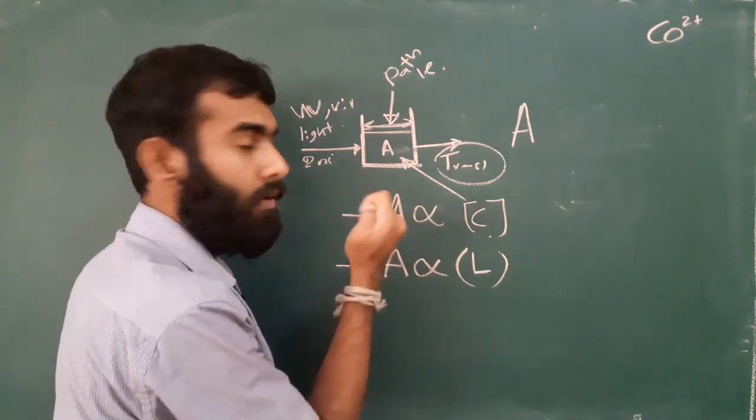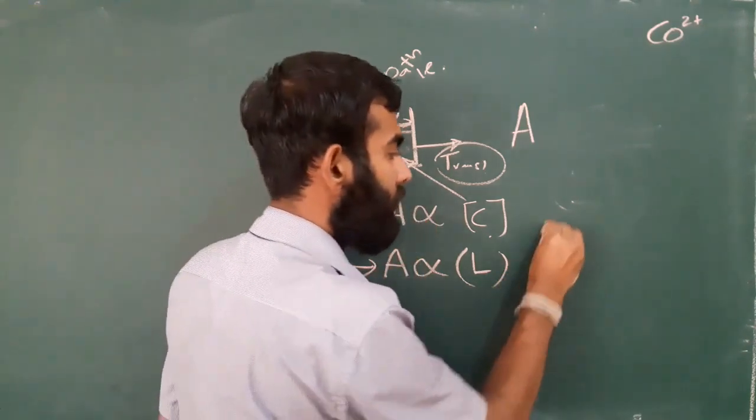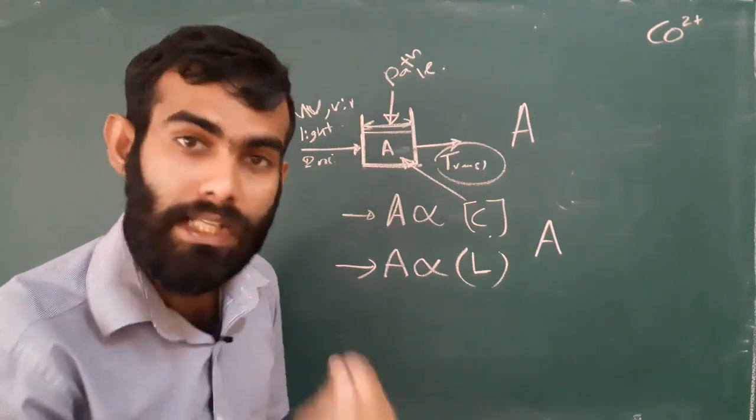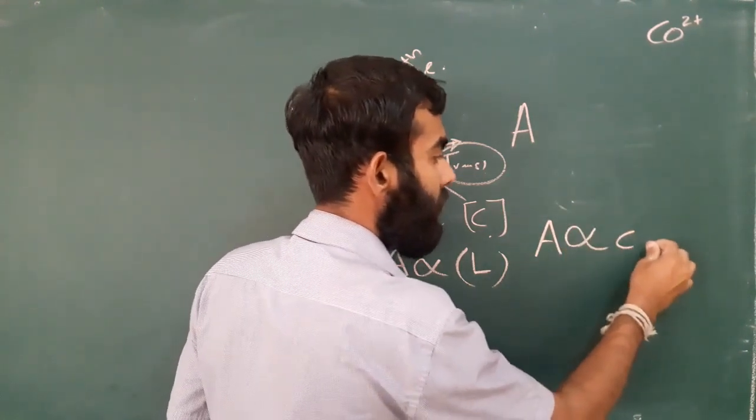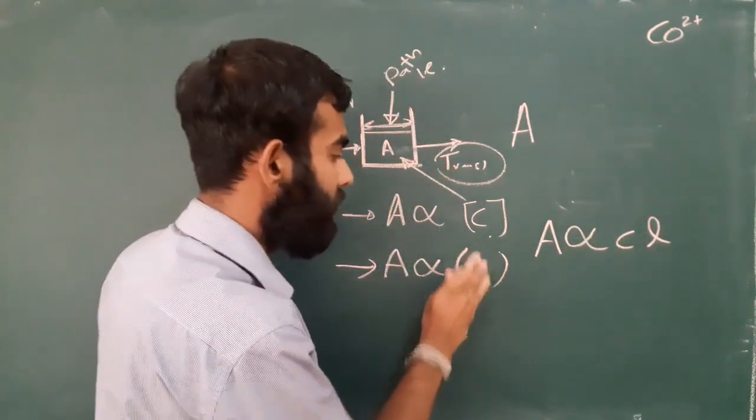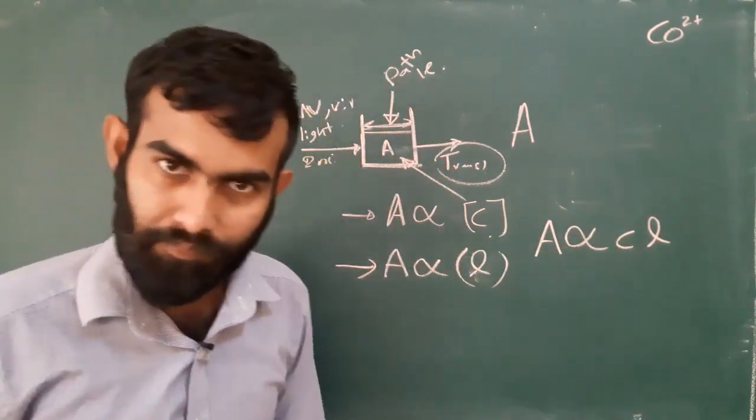Combining these two, Beer and Lambert, we got another expression known as the Beer-Lambert law. Absorbance is proportional to both concentration and path length. I will state it in simple letters, path length.